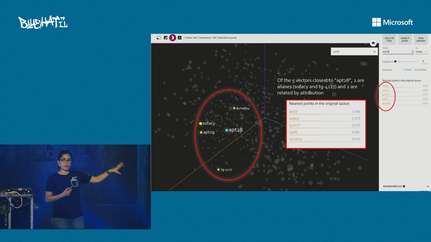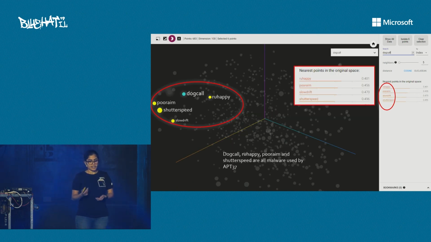Here we can see that of the points closest to APT28, two of the points are just aliases of it, Sofacy and TG4127, and then two others are related to it by attribution. Here's another example. When we look at the words closest to dogcall, we see that the closest words are Purim, shutter speed, and are you happy? And all of these are the names of malware that are used by one particular APT, APT37.